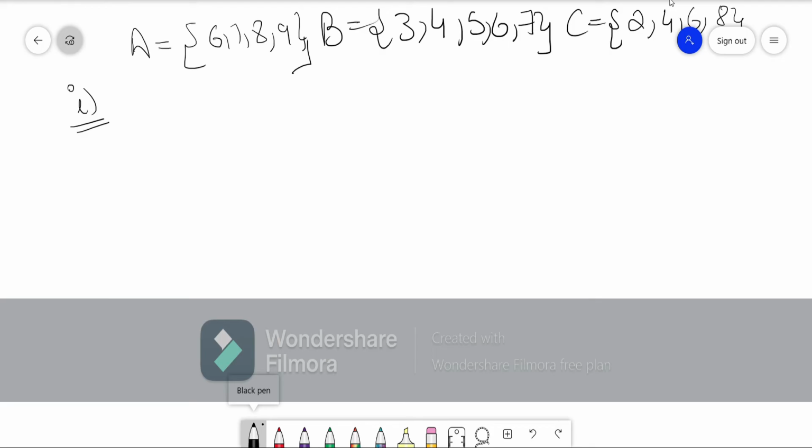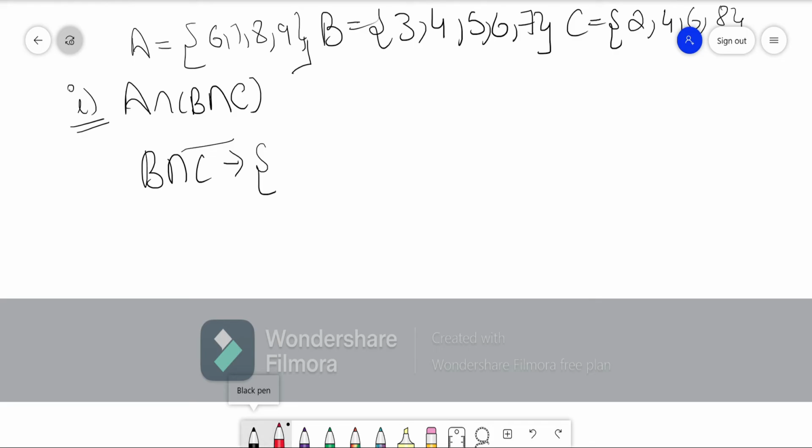What they are saying in the first question is, find A intersection B intersection C. I told you what intersection is. Intersection means common. So first let's do B intersection C. What is common in both of them? See the red pen. Is 4 common in both of them? Yes. Is 6 common? Yes. So we're going to write 4, 6 as the elements of this set.